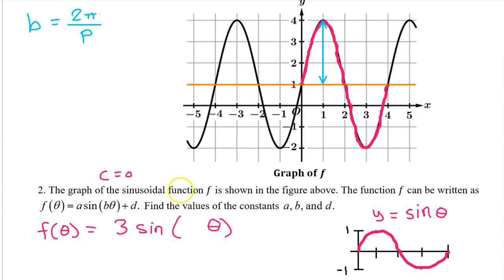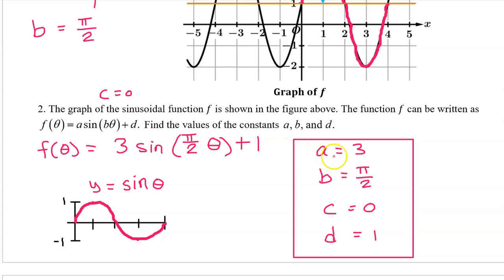We can find the b value by taking 2 pi divided by the period. This period begins at 0 and ends at 4, so the period is 4. That means that the b value is 2 pi divided by 4. This simplifies to pi over 2, so that is the value of b. The d value corresponds to the midline. Since the midline is at y equals 1, the d value is 1. So a equals 3, b equals pi over 2, c equals 0, and d equals 1.